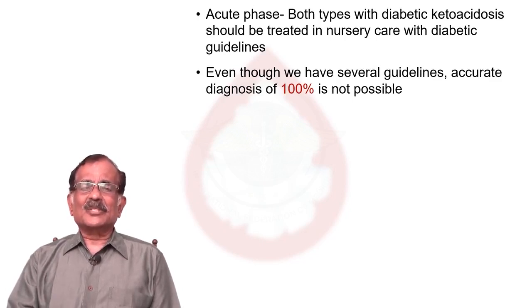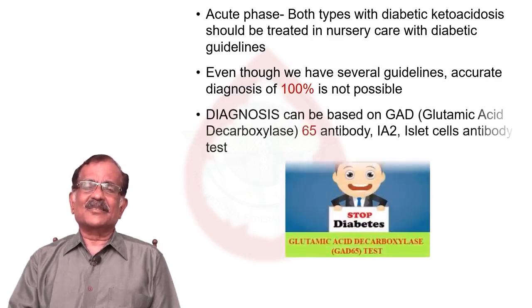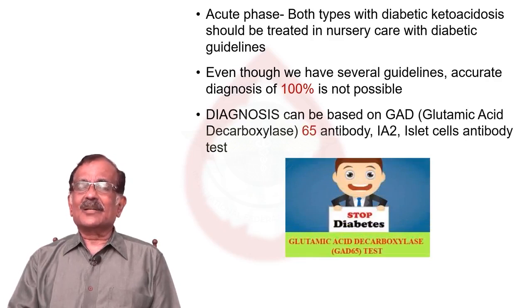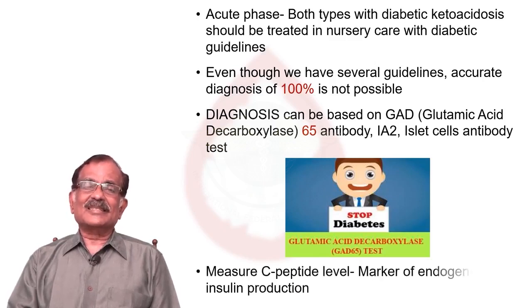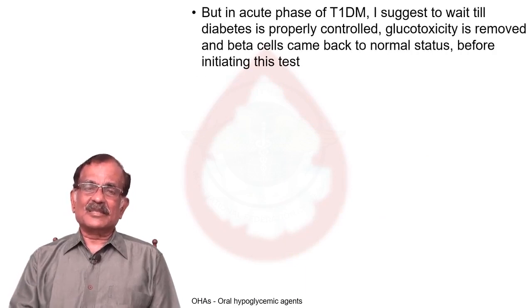So the common ones usually done in all the usual hospitals are GAD65 antibodies, and IA2 or islet cell antibody. The other thing which you can do is to measure the C-peptide level. That is a marker of endogenous insulin production. But the problem is that in the acute phase, when a type 1 patient presents with ketoacidosis, the pancreas and the whole body is under glucotoxicity, and whatever little beta cells they have will not be able to work.